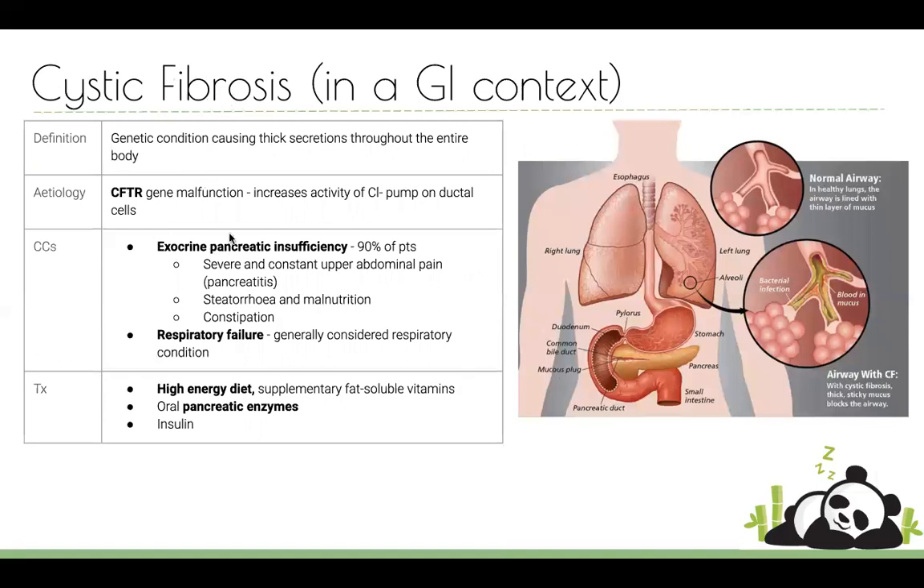Alrighty. Cystic fibrosis, usually a respiratory issue, also gives you GI issues. The main thing to know is because it's a CFTR malfunction, it causes all your secretions to be weird, thick, annoying, excessive, and because of that, the pancreatic ones are excessive too, and excessively thick. And so you don't get proper digestion, and that happens in 90% of patients. So patients have to be on a high energy diet. They're taking oral pancreatic enzymes as well as insulin.